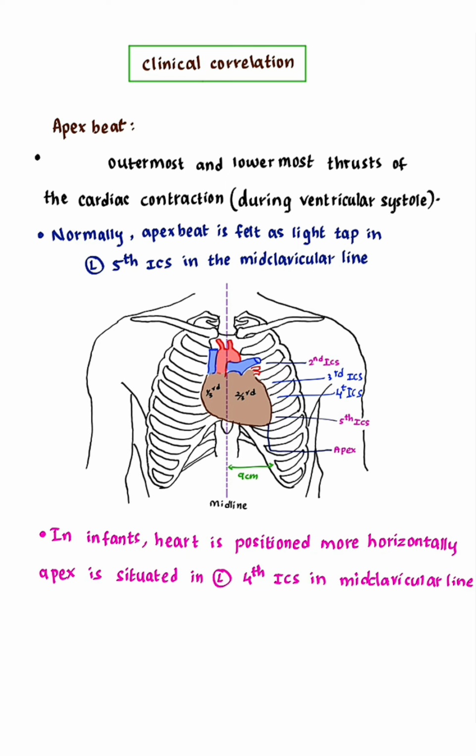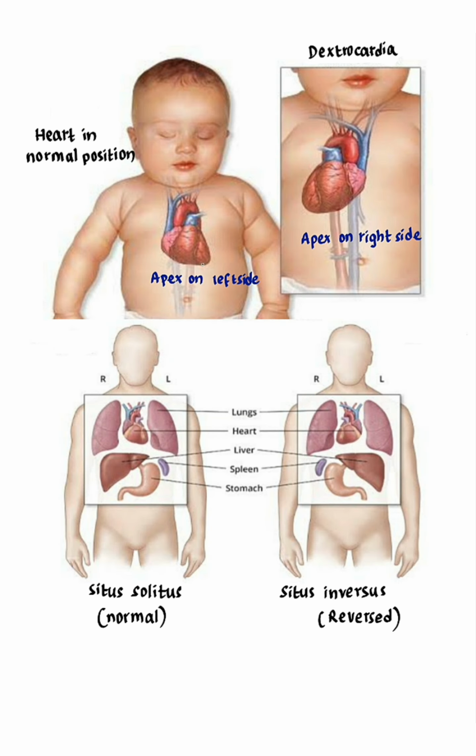In infants, the heart is positioned more horizontally. Hence, in them, the apex is situated in the left fourth intercostal space in the midclavicular line. Normally, the apex is on the left side, but in the condition called dextrocardia, the apex is on the right side.